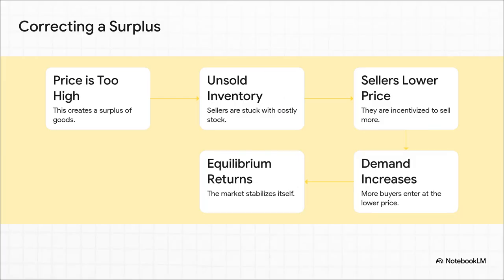But what happens if the price isn't at that equilibrium? Let's say the price of coffee is just too high. This creates what's called a surplus. Sellers have way more coffee than people want to buy, so now they're stuck with all this unsold inventory. What's the logical next step? They lower the price. And as the price drops, more people are willing to buy, and the market naturally starts to move back down to that stable equilibrium point.